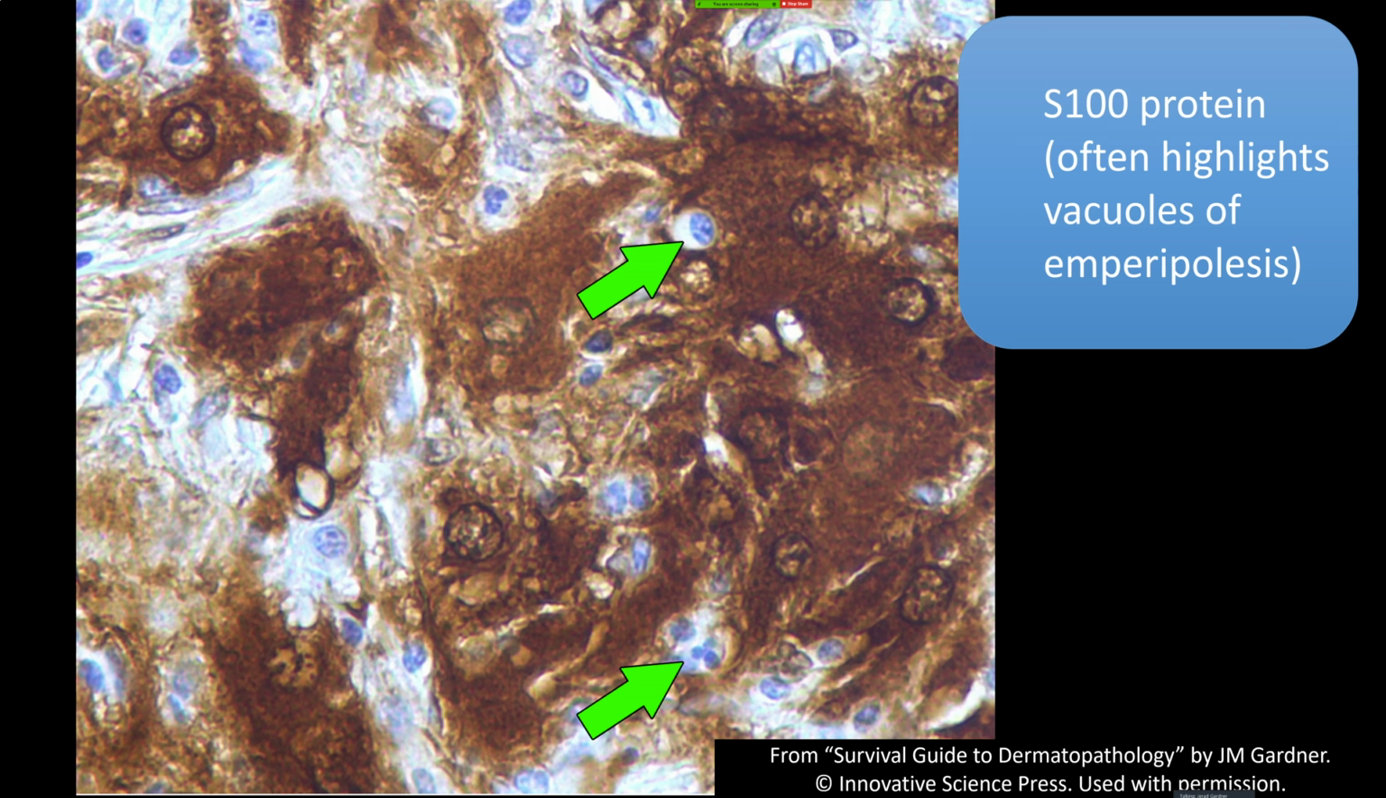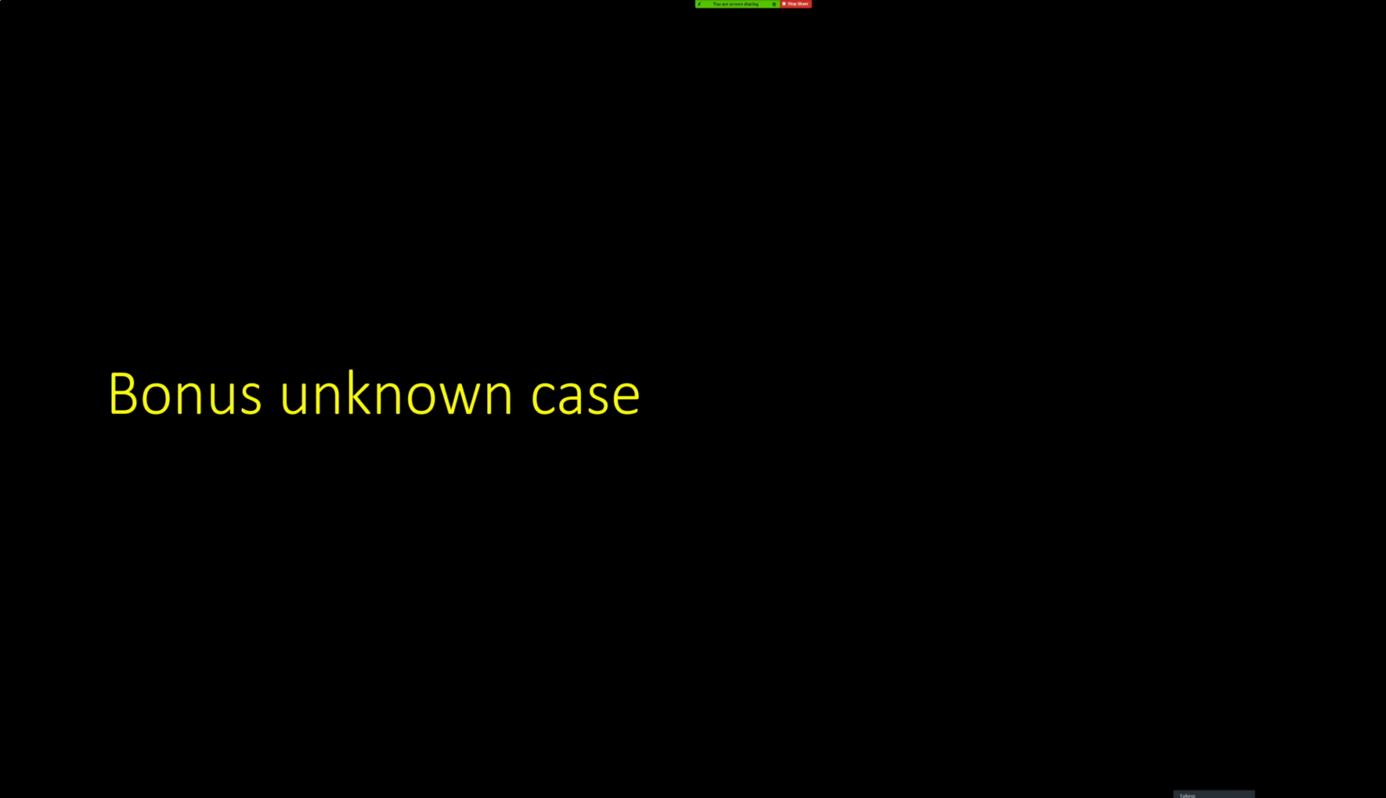So that's important. S100 is going to be positive usually in Rosai-Dorfman disease. The histiocytes usually are strongly S100 positive in both their nucleus and their cytoplasm. And S100 will help highlight the vacuoles where the emperipolesis is, because it shows that there's a little empty space there and that the white blood cells are sitting in that space. So that can be helpful to do sometimes. Now, I'm going to finish up with a bonus case, and then we'll have plenty of time for questions.